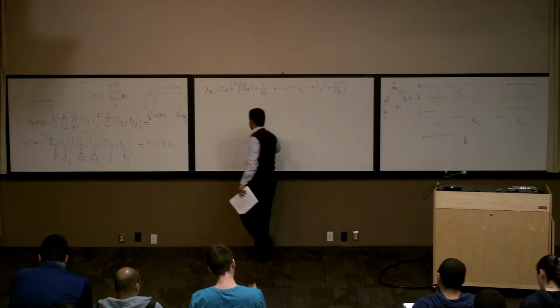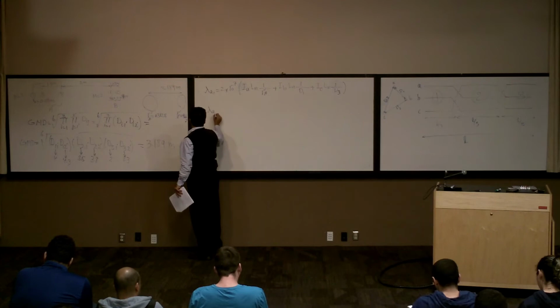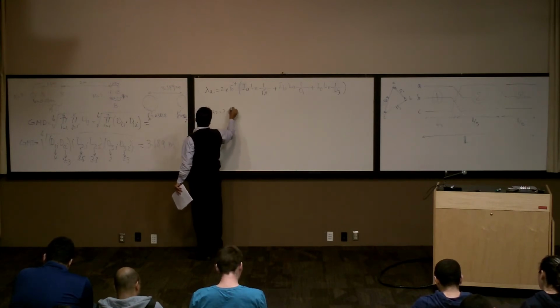Now let's go for the second one, lambda A2. It's going to be 2 times 10 to the power of minus 7.